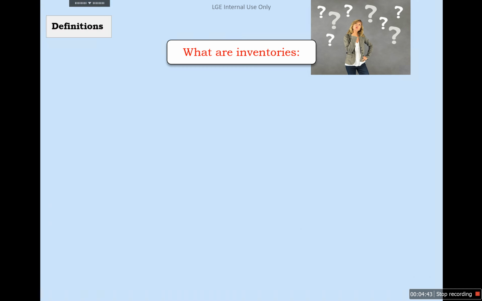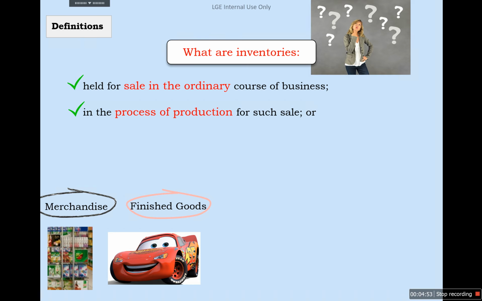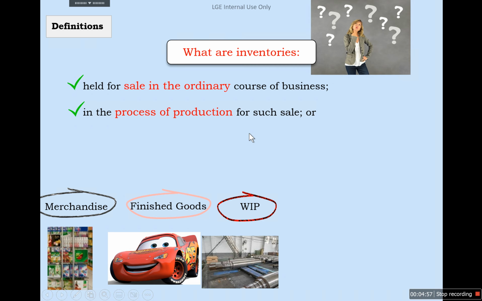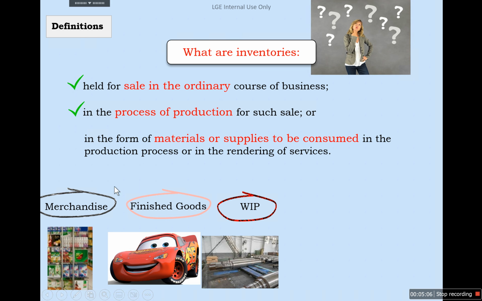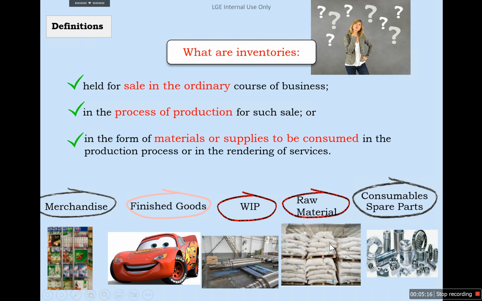So, what is inventory? It is something that is held for sale in the ordinary course of business. So, it may be merchandise, it can be finished goods, and in the process of production for sale, so it may be WIP, work in progress, the raw material that is in the process of conversion to finished goods. And another is in the form of materials or supplies to be consumed in the production process or in rendering services. So it may be raw material and other spare parts.